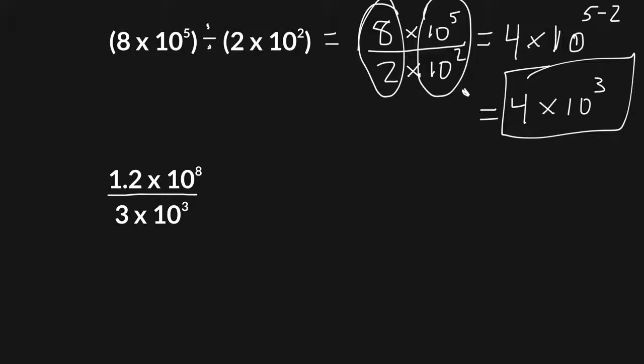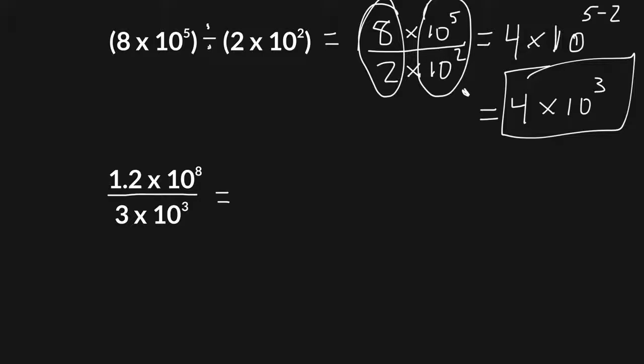So it looks like, just like with multiplying, the first factors are going to be divided, and then for the power of 10, you would subtract the exponents. Let's look at the next example here.